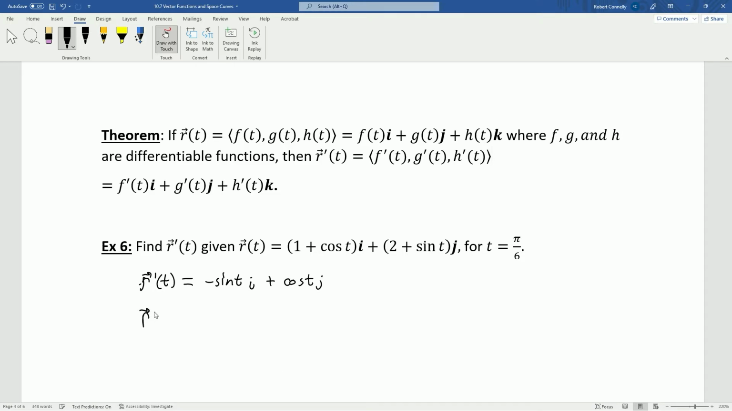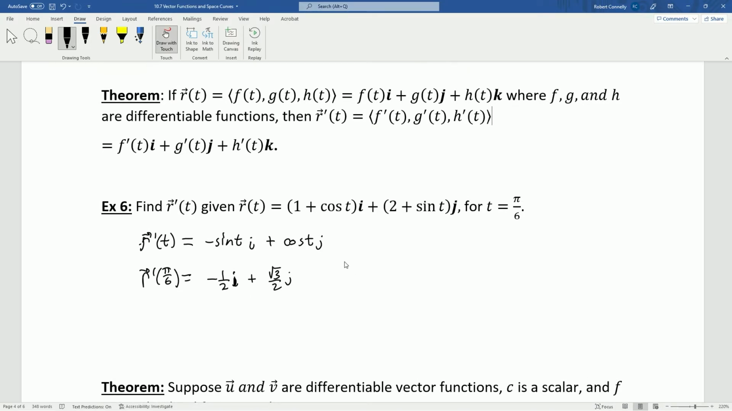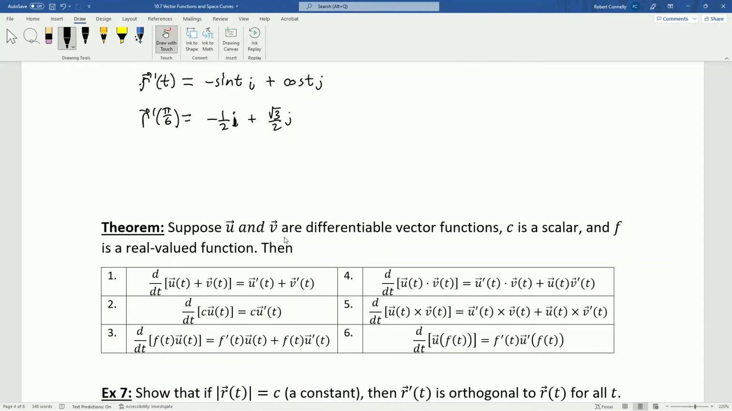And so if I want r prime at pi over 6, well, sine of pi over 6 is 1/2, so this is negative 1/2 i, plus cosine of pi over 6, which is the square root of 3 over 2, j. All right, so now that we've done that, let's take a look at a few facts about derivatives and products and cross products of various vectors.